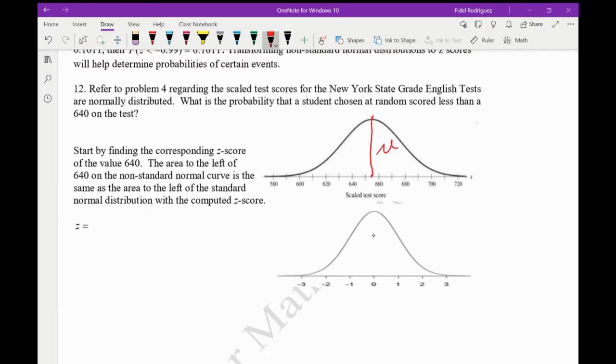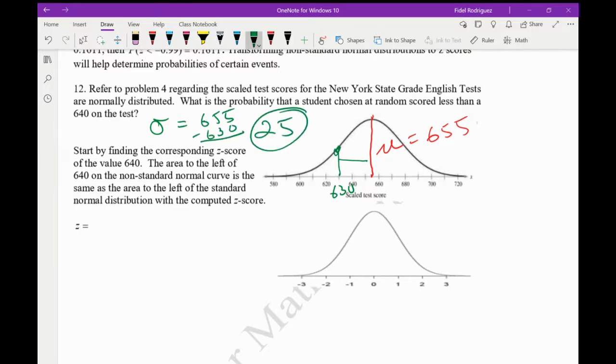When we found the mean earlier, I want to say we said our mean was 655. And then our standard deviation, the distance from here to here, this number here was 630. So my standard deviation was 655 minus 630, came out to 25. Okay, so I have my mean and I have my standard deviation.